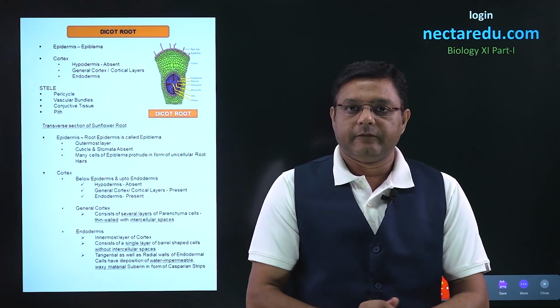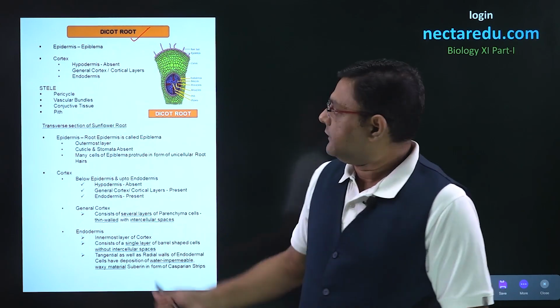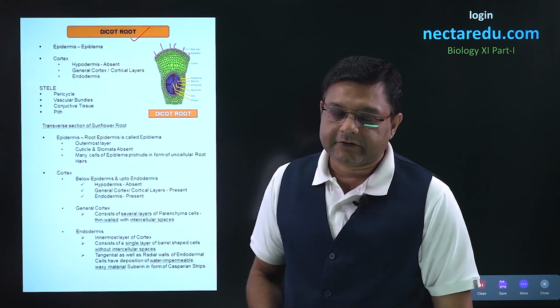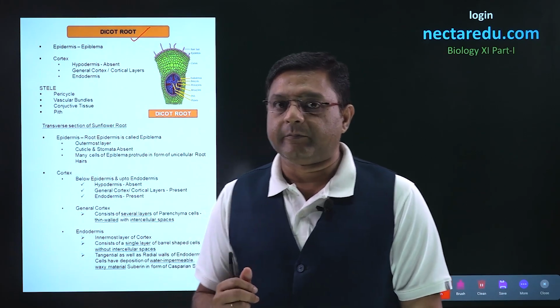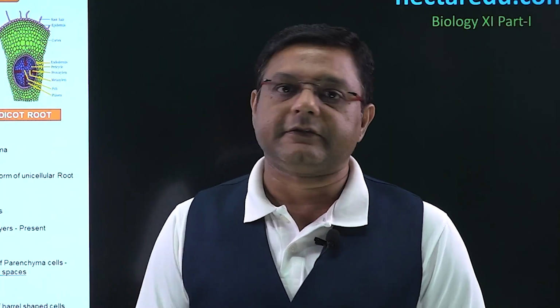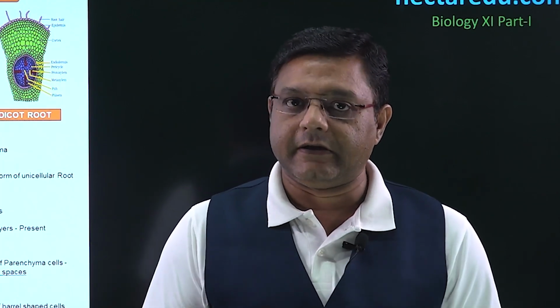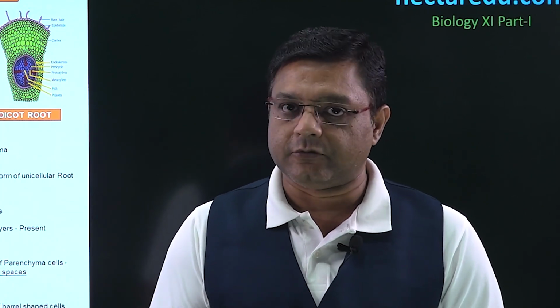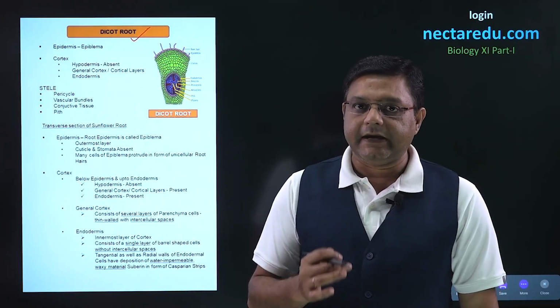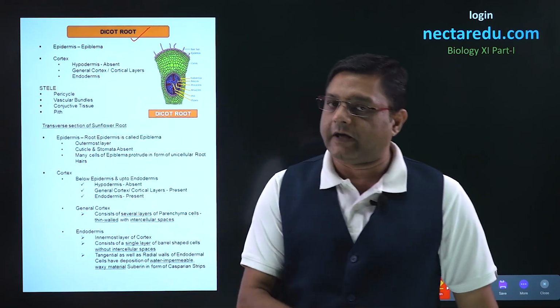In this particular video, we will look into the structure of dicot root. Now, if we look into the structure of dicot root, there will be three tissue systems present. The first tissue system will be epidermal tissue system. The second tissue system will be ground tissue system, and the third tissue system will be vascular tissue system. Now, these three tissue systems will combine to form the structure of dicot root.